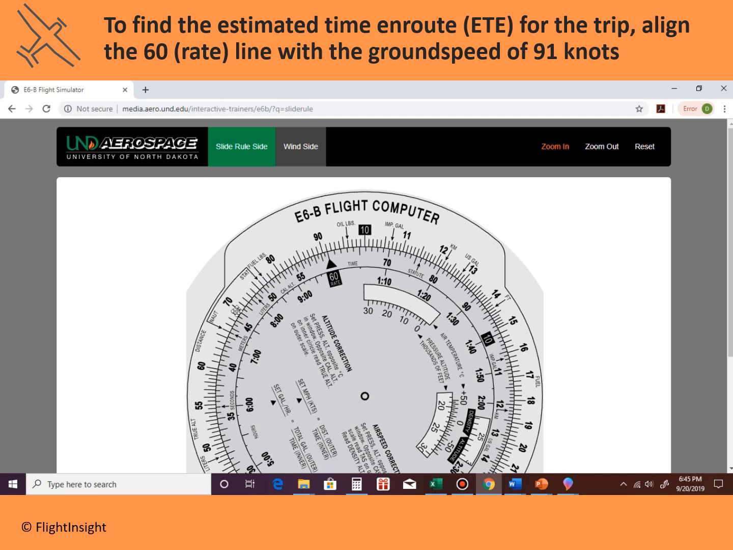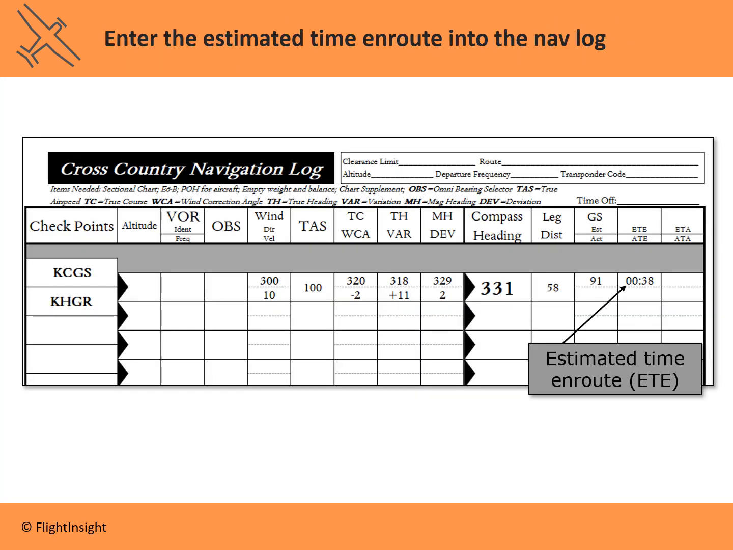So we'll go along the outer edge here. Here's 60, here's 59, here's 58, and you see that it matches up with about, was that 37 or 30, actually it's 38 minutes. You see that there? This would be 39. So 38 minutes is how long I'm going to use for my estimated time en route calculation. We can now put that 38-minute estimate into our estimated time en route box.